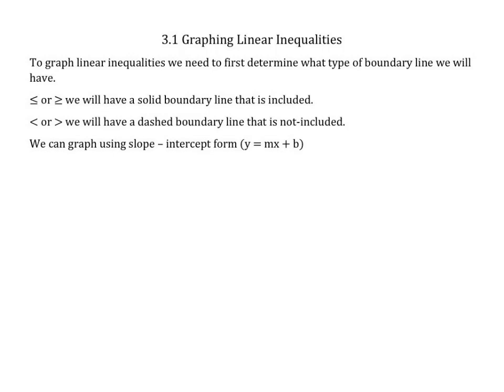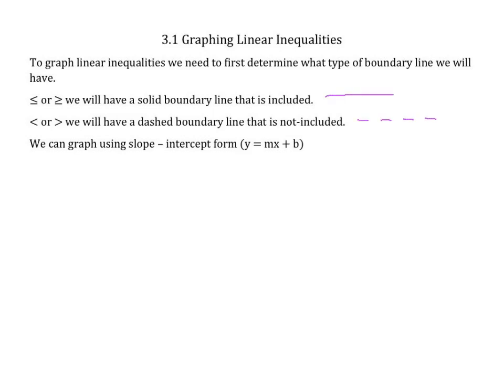Section 3.1, Graphing Linear Inequalities. To graph linear inequalities, we need to first determine what type of boundary line we will have. If we see a less than or equal to or greater than or equal to, we're going to have a solid boundary line that is included. If we have less than or greater than, we will have a dashed boundary line that is not included. So we're going to have a solid or a dashed boundary line.